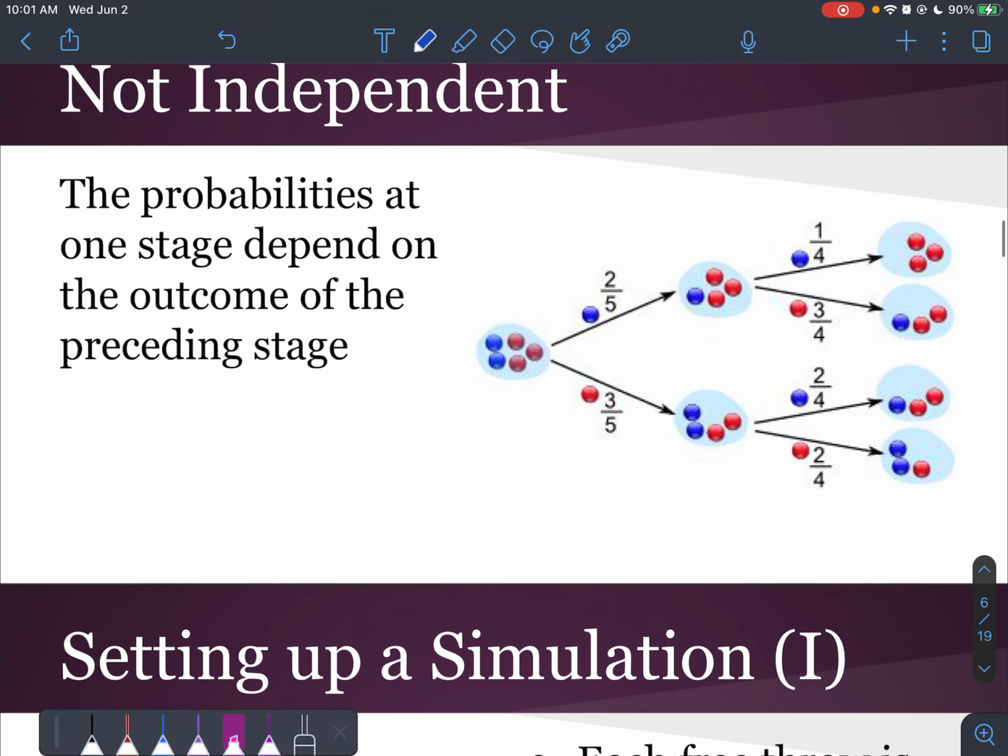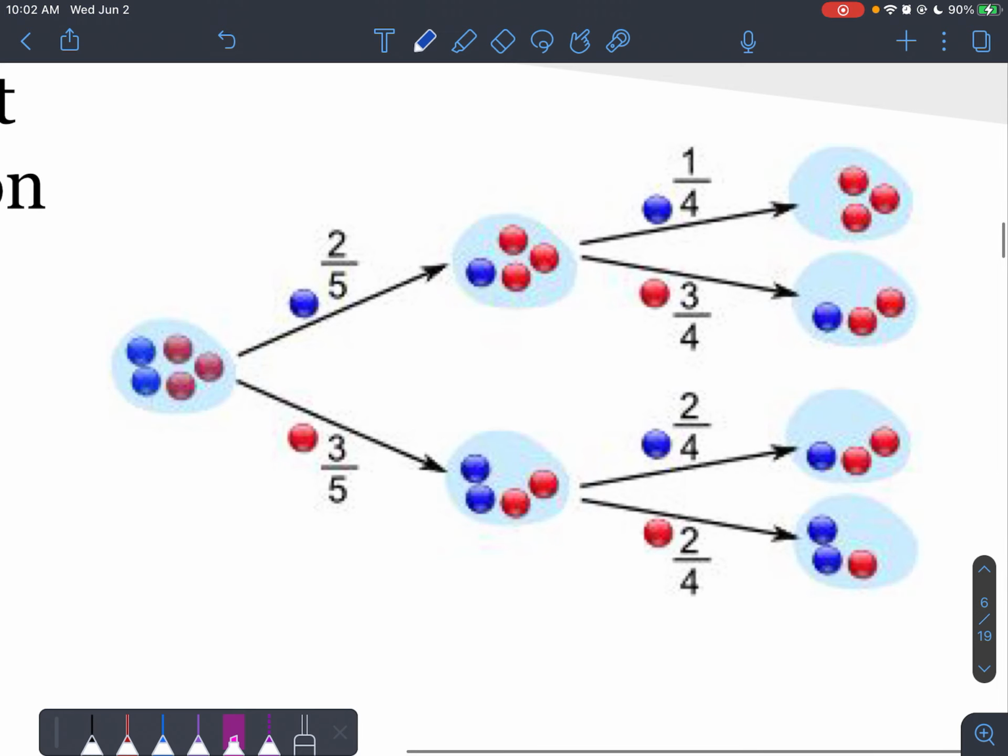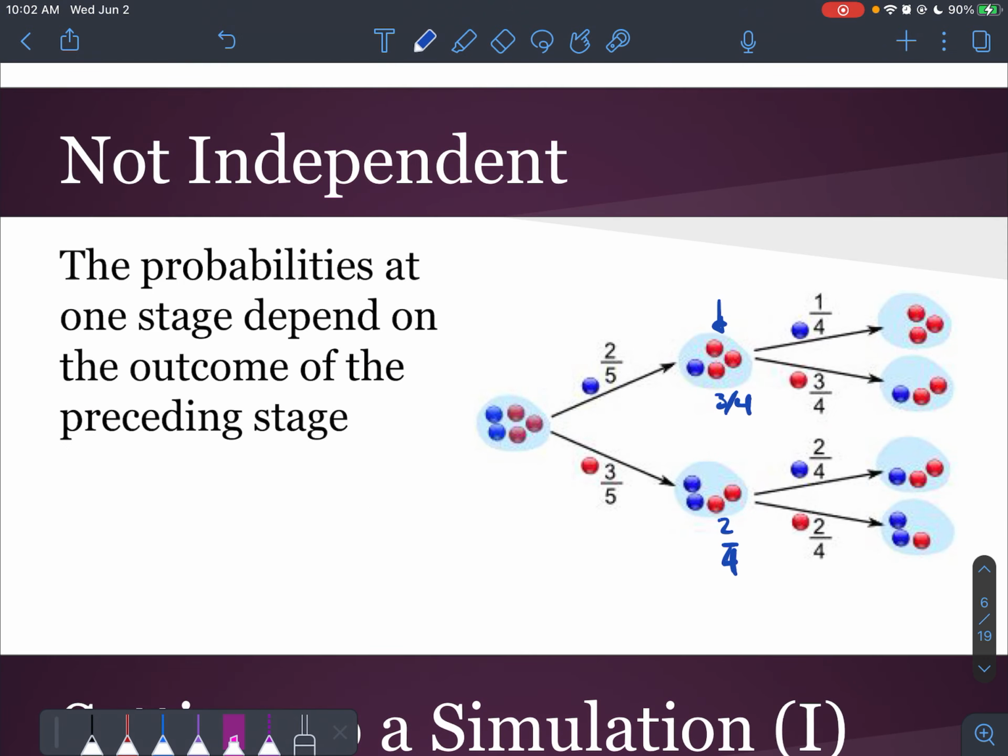Not independent: probabilities at one stage depend on the outcome of the preceding stage. So if somebody just took a ball out and I asked, what's the probability that I get a red? I would say, well, it depends. Because if you look at stage 2 here, in one of them there's 3 of the 4, and in the other there's 2 of the 4. So it is not independent, because it depends on what just happened. The probabilities at one stage depend on the outcome of the other.